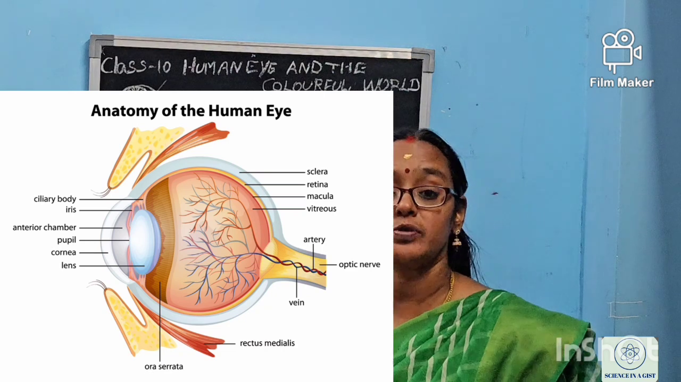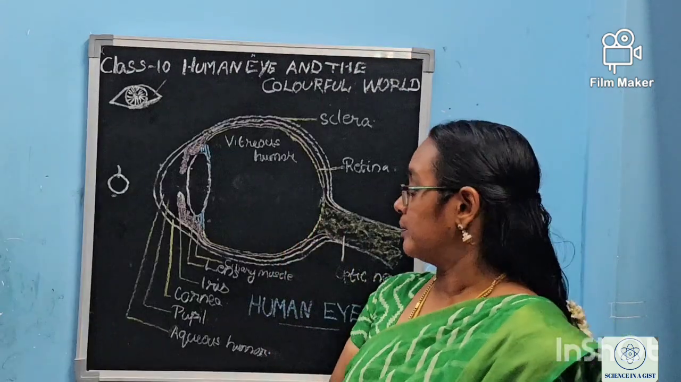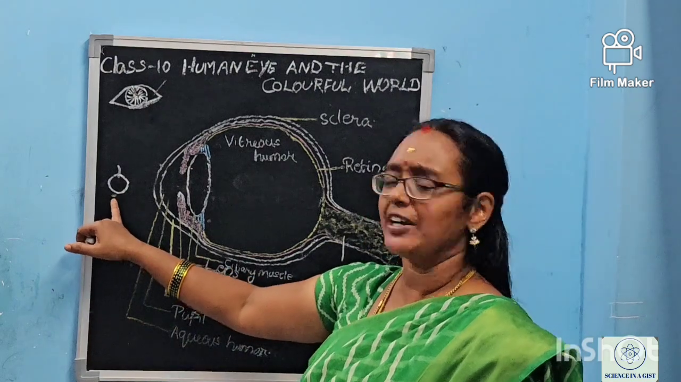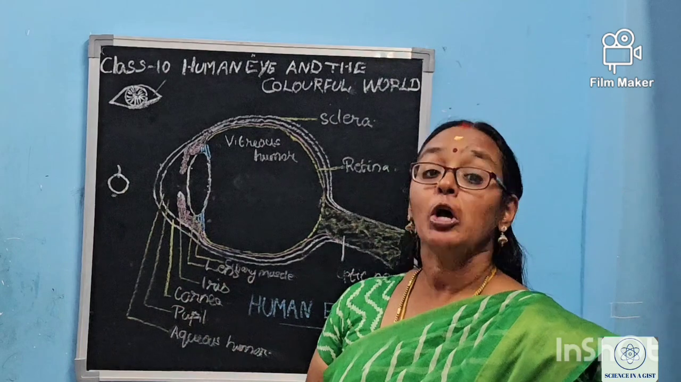Now we are going to see how the eye is working. See, the eye is seeing some fruit. So what happens?